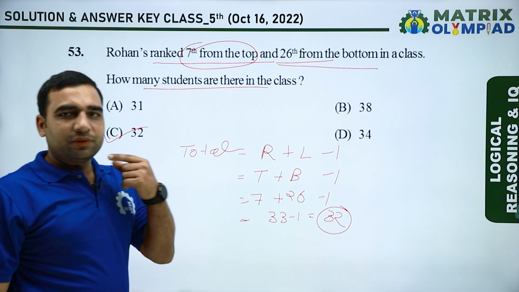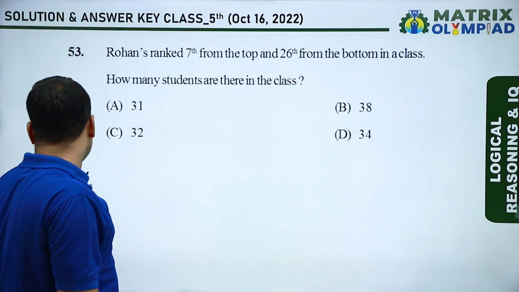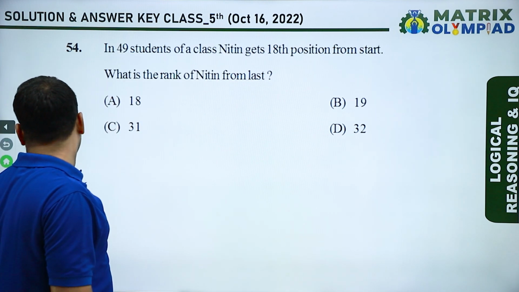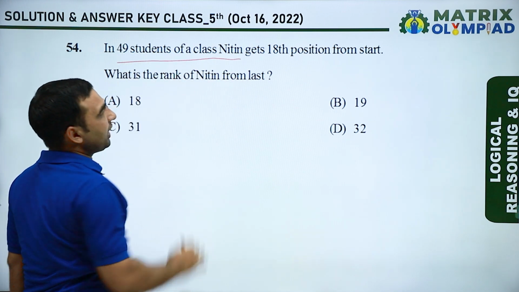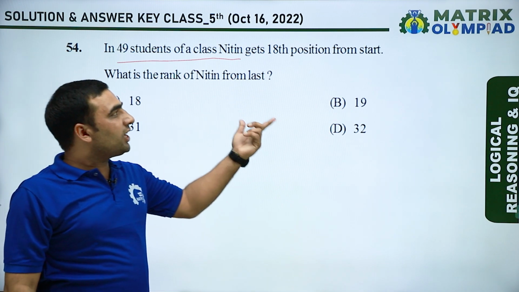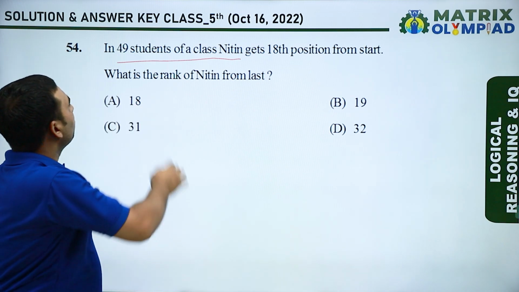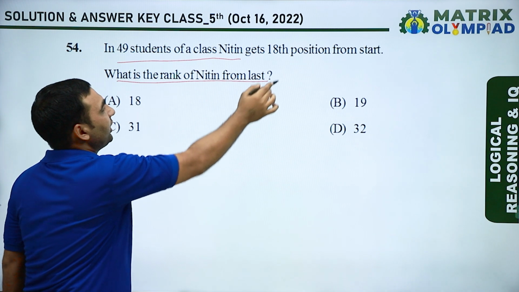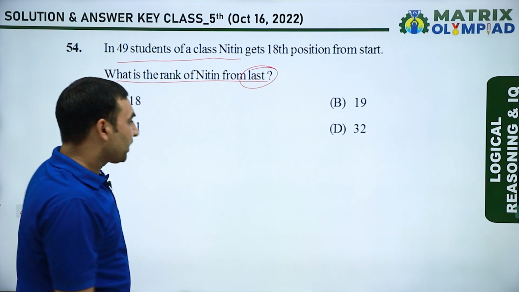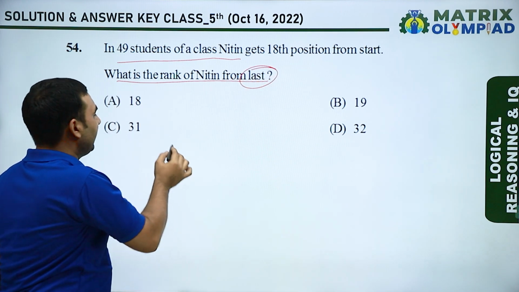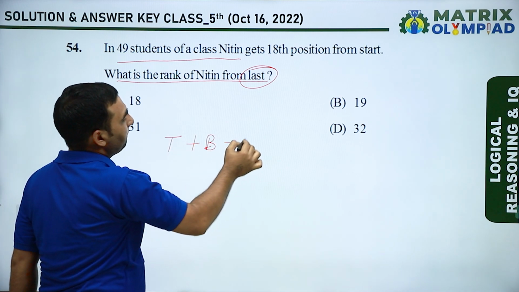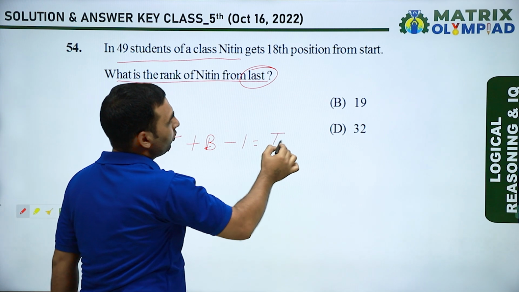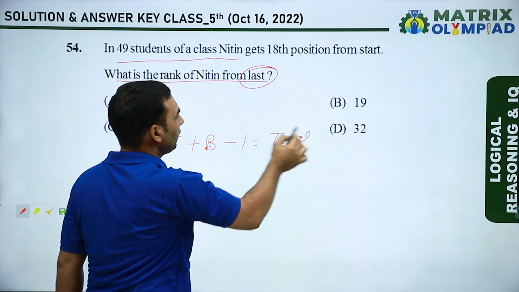My dear students, we are going to the next question. Next question is 54. As you know, in 49 students of a class, Nitin gets 18th position from the starting. What is the rank of Nitin from last? Top plus bottom minus 1 is equal to total. This is our formula.